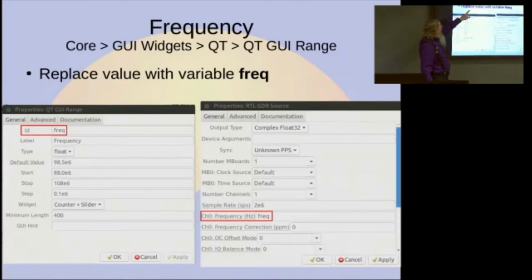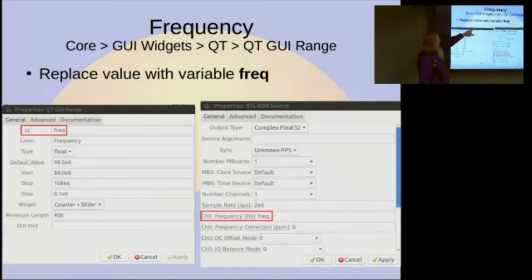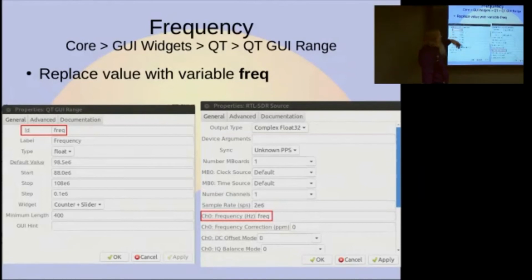So you go to Core, GUI Widgets, Qt GUI Range, and this will give you a slider. So I tell it that the slider is called frequency, or FREQ. That's the name of the variable. You want to add a label to it because we forget. So in this case, we're going to label it frequency. The type of this variable is a float, and this is the range of that float. So that's the start value and the stop value, like the minimum and the maximum.